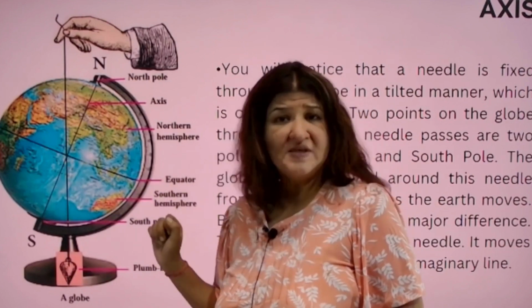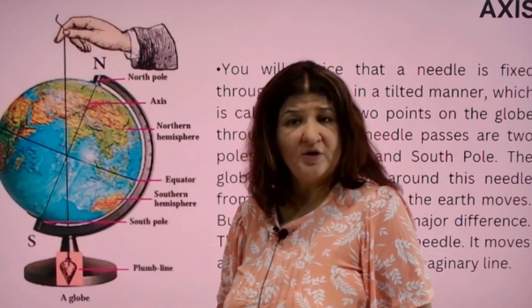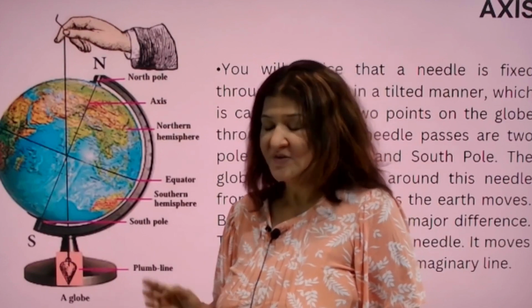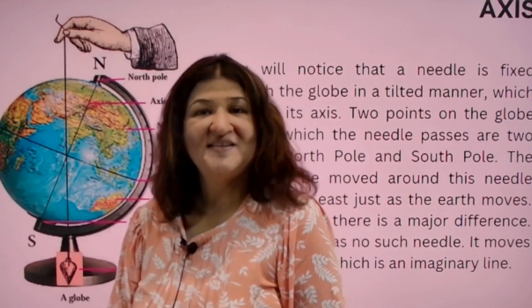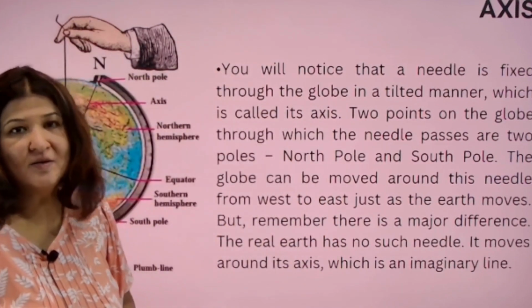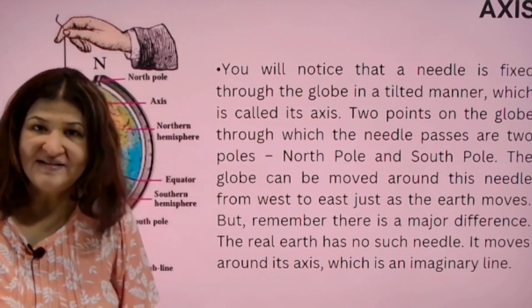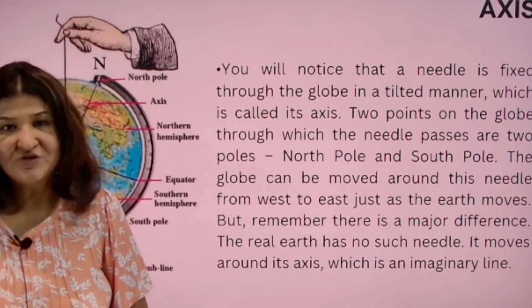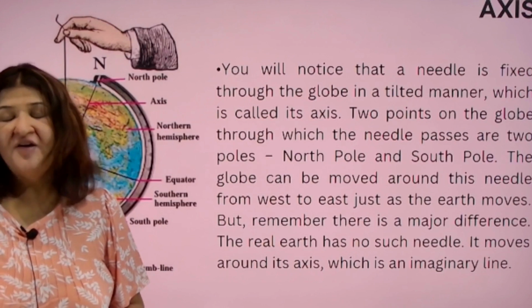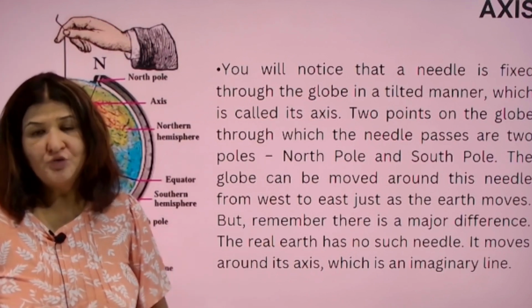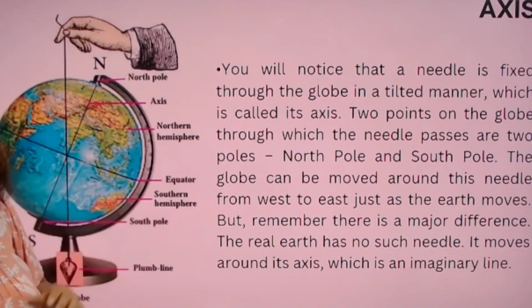So there has to be some reason for this model to be made like this, isn't it? What could be the possible reason? Yes, your guesses are correct, because you have all learned that the earth moves on its tilted axis or inclined axis. This angle is around 66.5 degrees.